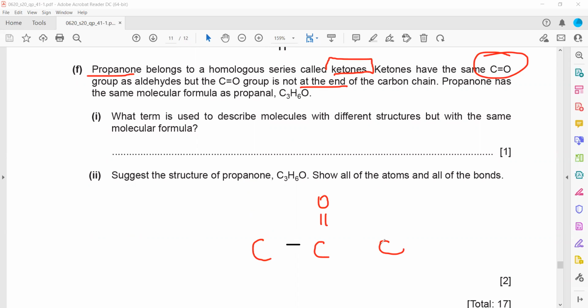And then we have to complete the structure. So put hydrogen, 1, 2, and 3 hydrogen here, and 1, 2, and 3 hydrogen here. So this will be the structure of propanone. Why did I not draw C double bonded with O at the end? As they mentioned here in the information, the C double bonded with O, which is present in a ketone, cannot be at the end. It is always at the center.